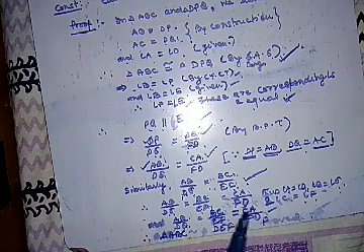Corresponding angles are equal. Then corresponding sides are proportional. Here AB upon DE is equal to BC upon EF is equal to CA upon FD. Then triangle ABC is similar to triangle DEF.